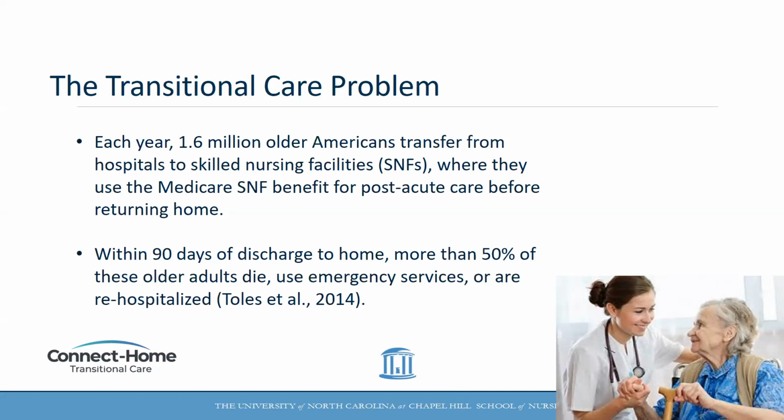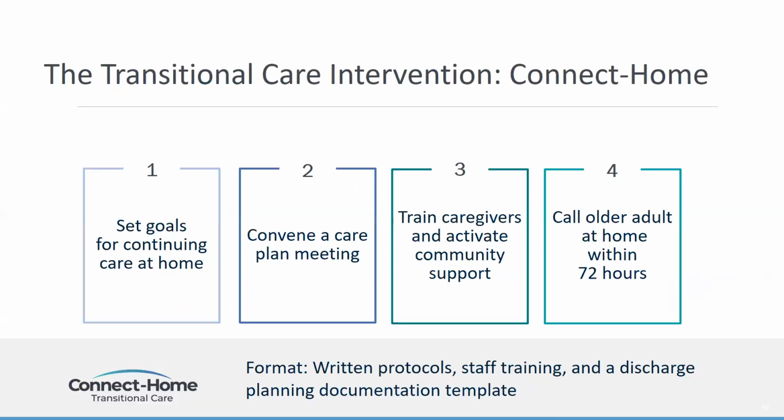Within 90 days of discharge to home, more than 50% of these older adults die, use emergency services, or are rehospitalized. His intervention seeks to improve these outcomes by increasing collaboration and communication among the multidisciplinary team that cares for older adults in the skilled nursing facility, and also with the older adult themselves and a family caregiver. And so the intervention involves 4 steps.